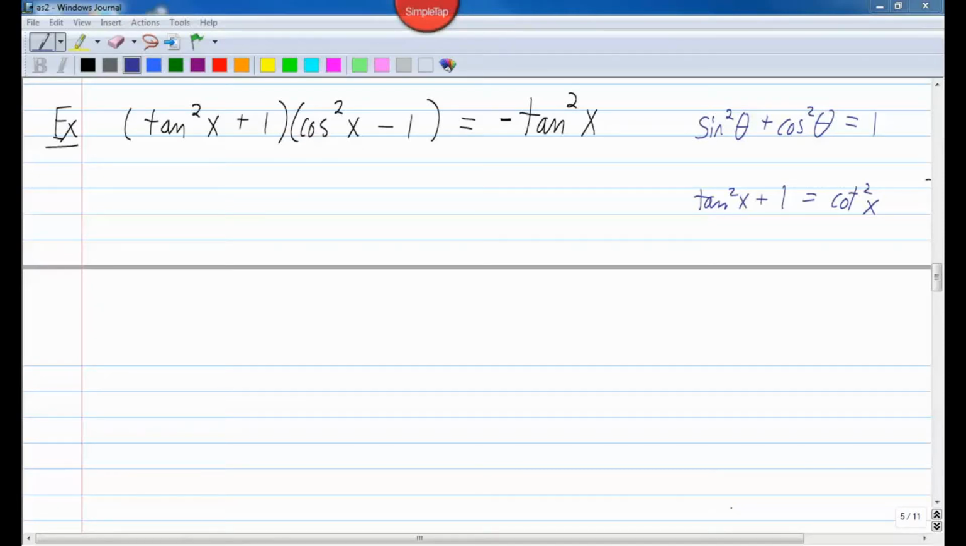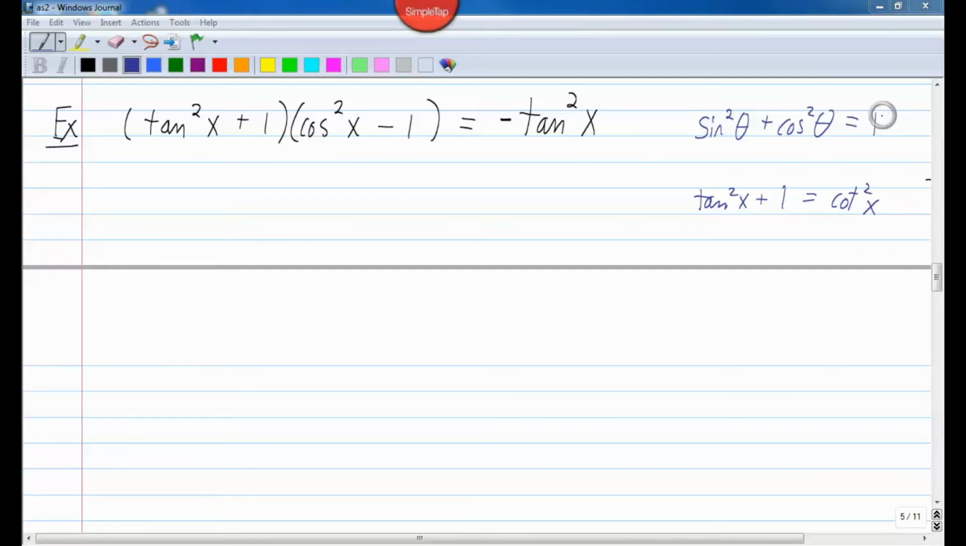So if we look at this identity, tangent squared x plus 1 times cosine squared x minus 1 equals negative tangent squared x. Since I see tangent squared x plus 1, that kind of throws up a light bulb in my head. I think Pythagorean identity. Cosine squared x minus 1, you may not just right away think of that.